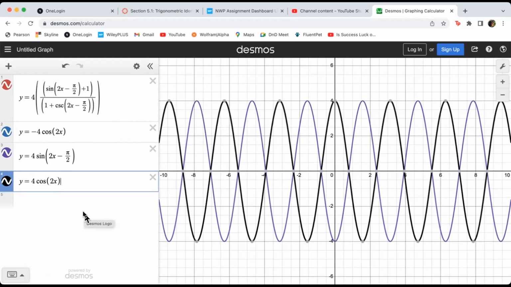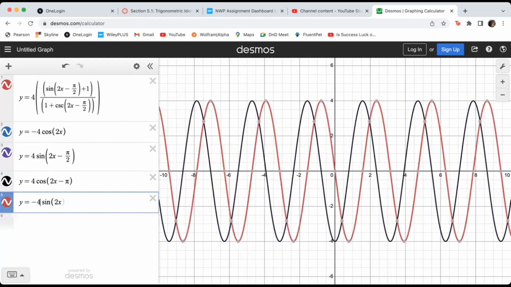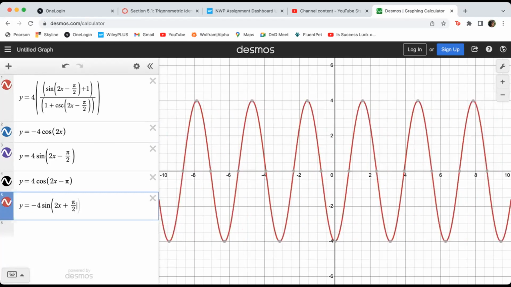So here's 4 cosine of 2x. If I just shift this over by half of a cycle, it lines up again. I can have y equals negative sine. That's off a little bit, so I'll shift pi over 2, and everything lines up again. All cosine graphs are also sine graphs.